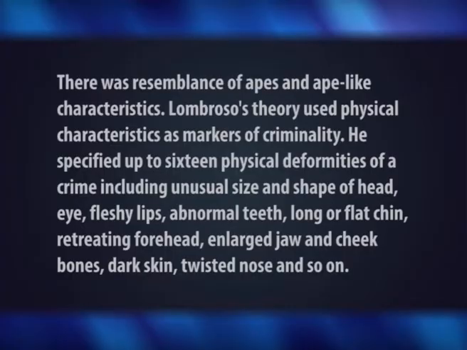In his opinion, offender or the criminal revealed a decline to an early and primitive stage of mankind when individuals were inferior both mentally and physically. There was resemblance of apes and ape-like characteristics. Lombroso's theory used physical characteristics as markers of criminality. He specified up to 16 physical deformities of a crime, including unusual size and shape of the head, eye, fleshy lips, abnormal teeth, long or flat chin, retreating forehead, enlarged jaw and cheekbones, dark skin, twisted nose, and so on.